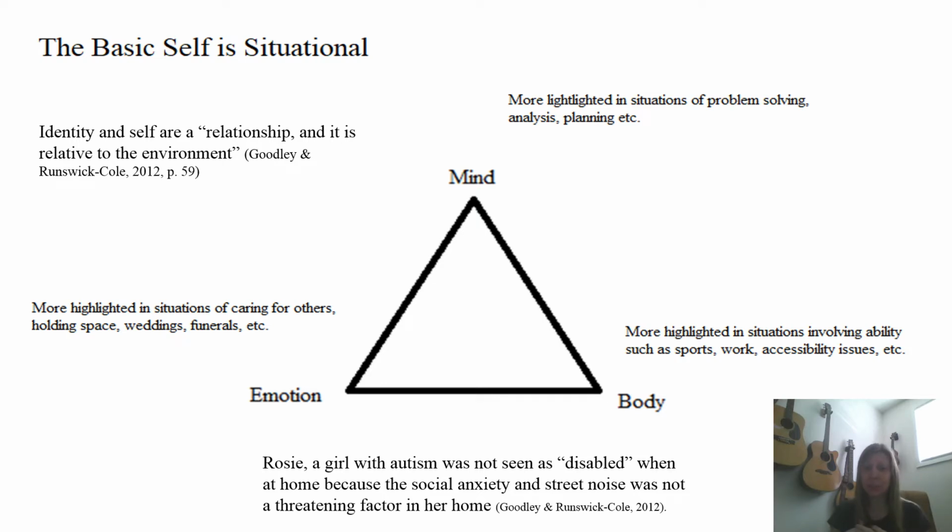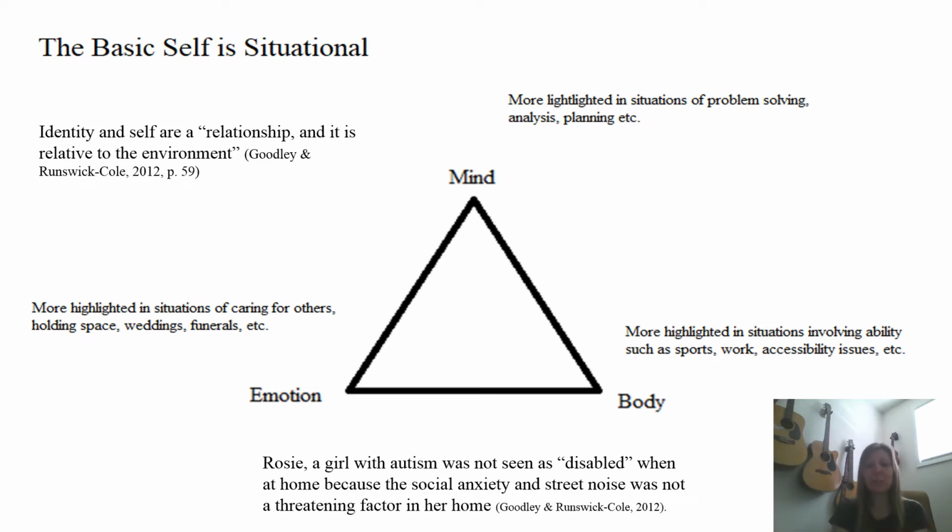For example, regarding disability, Rosie, a girl with autism, was not seen as disabled when at home because the social anxiety and street noise were not a threatening factor there. Likewise, a blind person is not considered disabled while talking on the phone. Therefore, disability and identity are provisional rather than marking a fixed identity. Identity and self are a relationship that is relative to the environment.